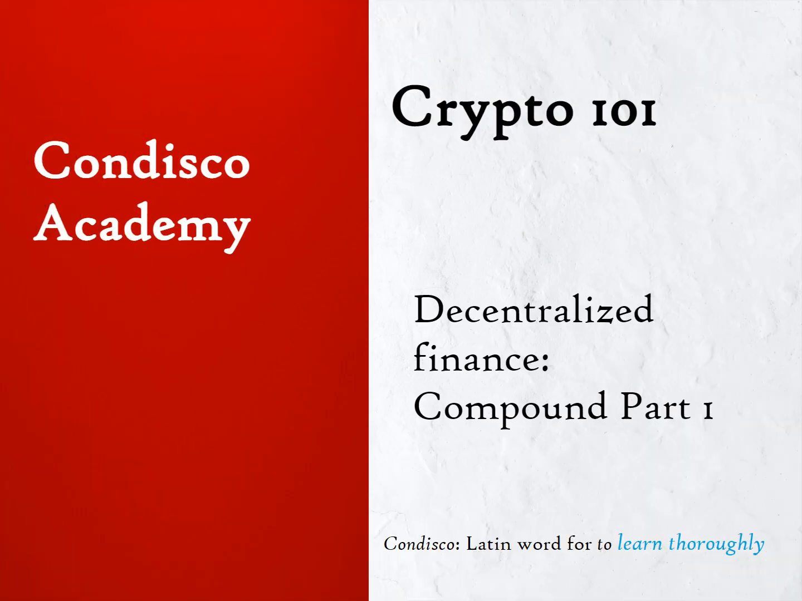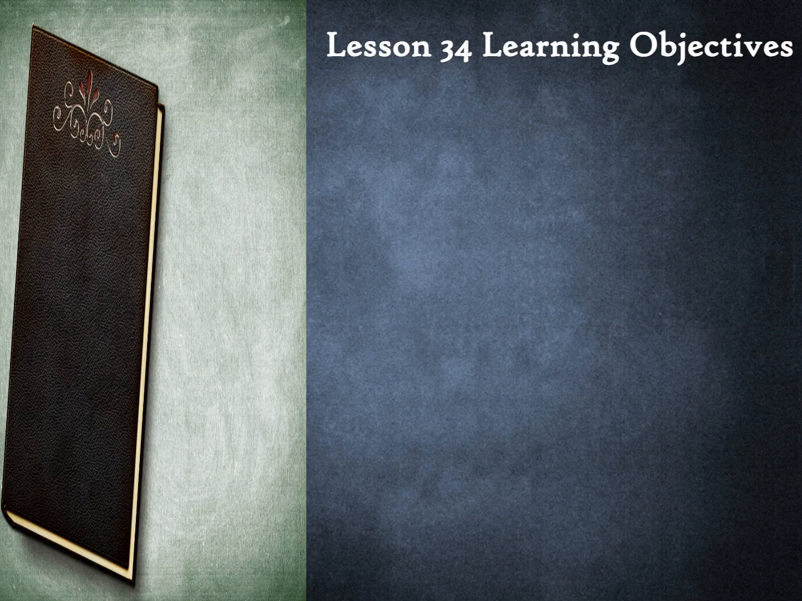Welcome to Crypto 101, a first principles jargon-free course on blockchain and its impact on financial services. We are currently learning about decentralized finance. In the previous lessons, we learned about a decentralized exchange called Uniswap. In this lesson, we will cover another example of a decentralized finance application called Compound.